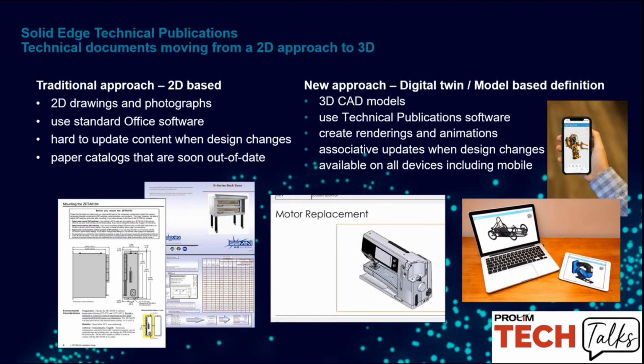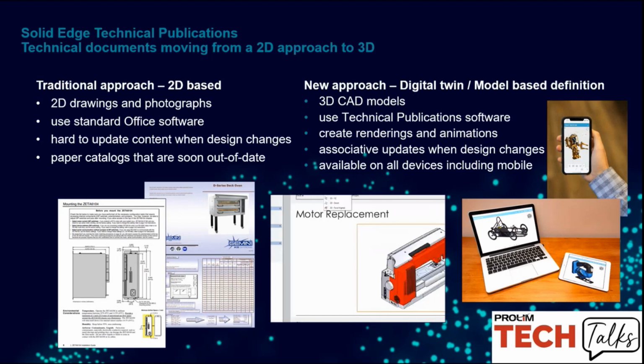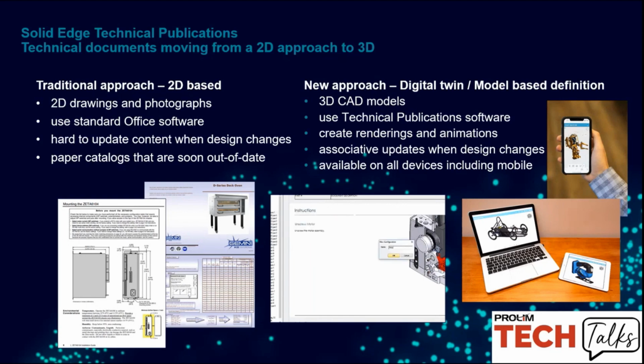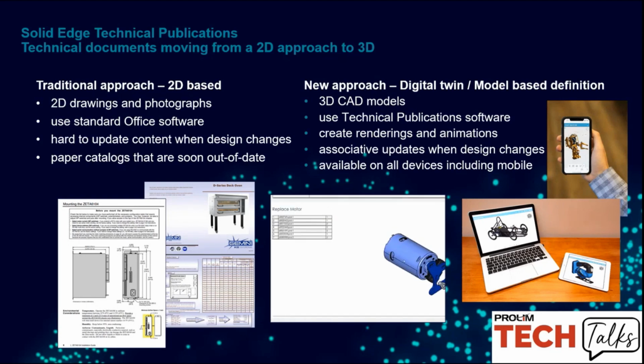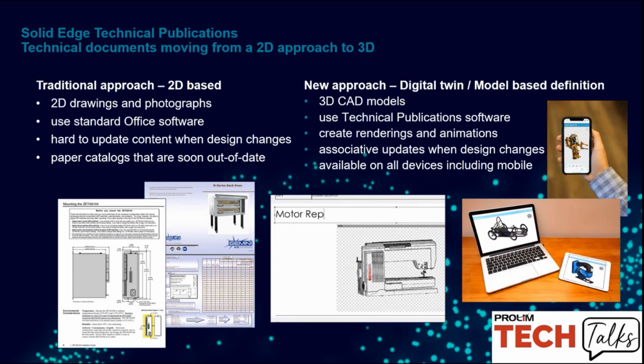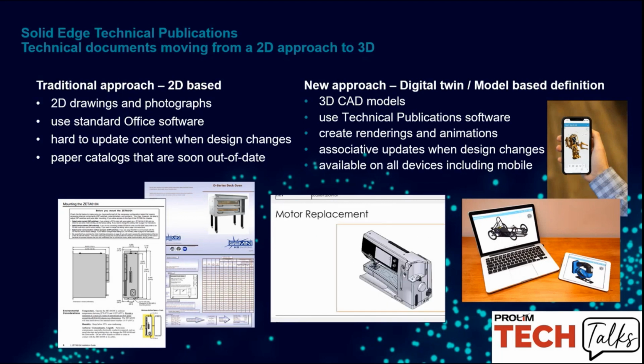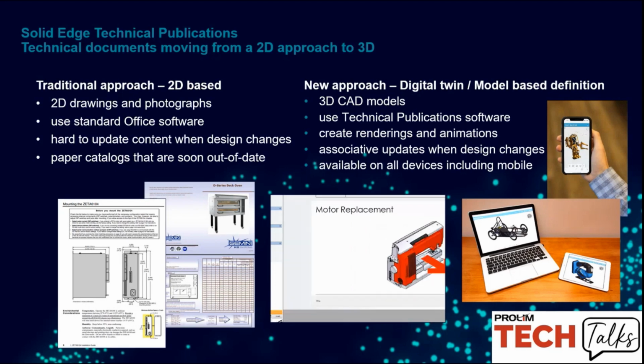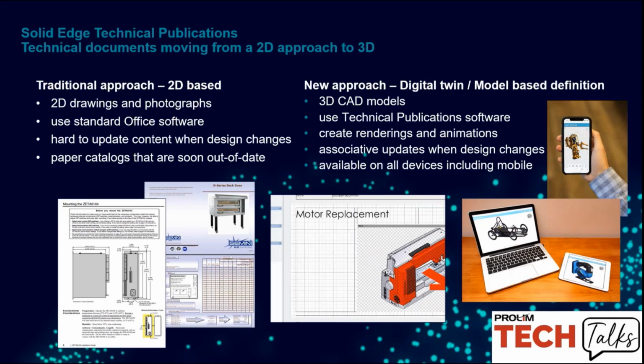The documents have associative links back to that CAD model and are easily and quickly updated to reflect any changes that happen in the design along the process. Technical publications using these techniques can be displayed on any device, including mobile devices in your pocket or in your hand. All you need is a web browser or a free PDF viewer. And interactive spare part catalogs are easily created, making it easier for you and your customers to order spare parts as needed.